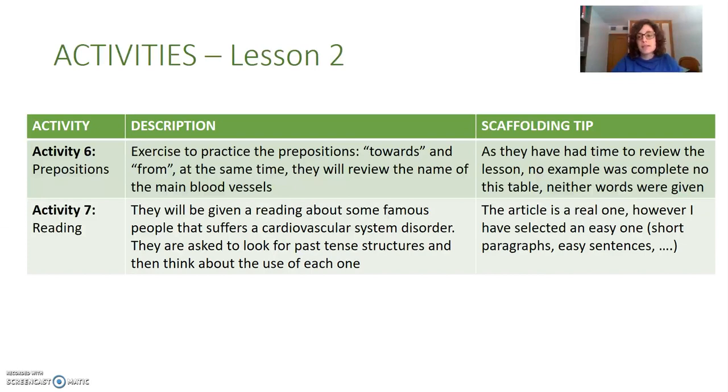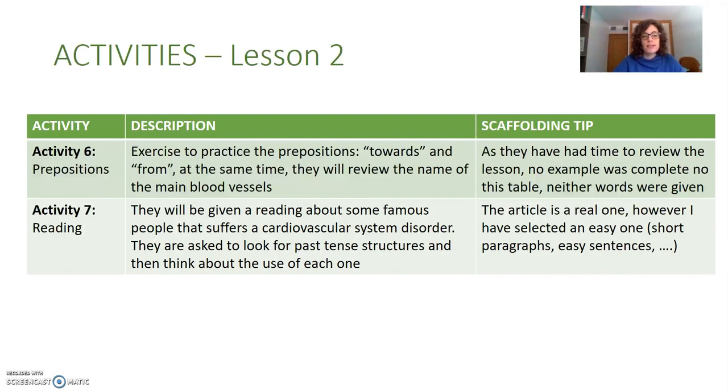As they had already had time to review the subject matter content, no example was completed, neither were words given, so this activity is a little bit more difficult than the ones done during the first lesson. Also because they are supposed to already know towards and from as prepositions because of secondary school.